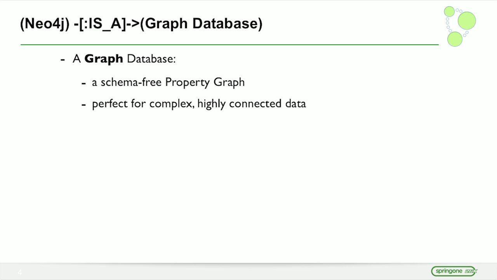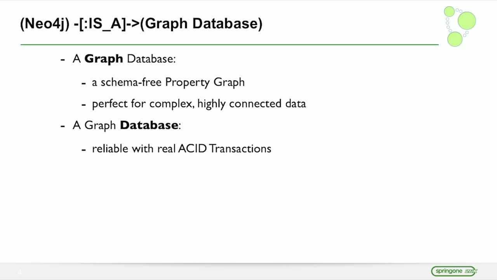Neo4j itself, as I said, is a schema-free graph database. Like most of the other NoSQL databases, Neo4j is also schema-free. That really helps with a quick and rapid development cycle, because you don't have to change a schema every time you add some kind of information.